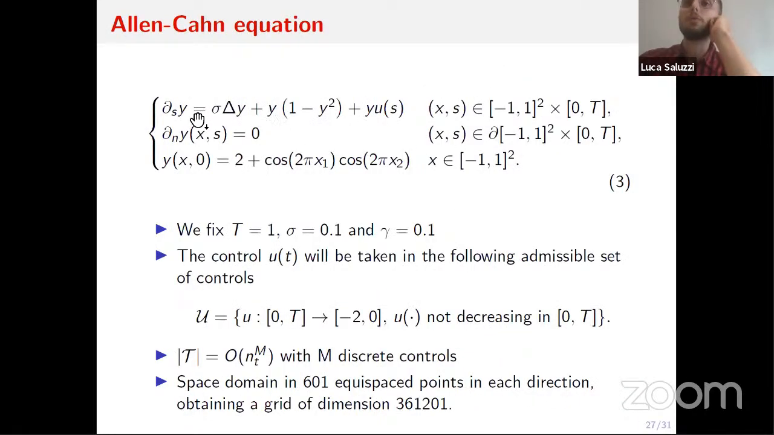Let me shortly go to the Allen-Cahn. Let's talk about a nonlinear PDE, a reaction diffusion equation with bilinear control, again with Neumann boundary conditions. This system has an unstable equilibrium, which is 0, and we want to reach the unstable equilibrium, while 1 and -1 are stable equilibria.